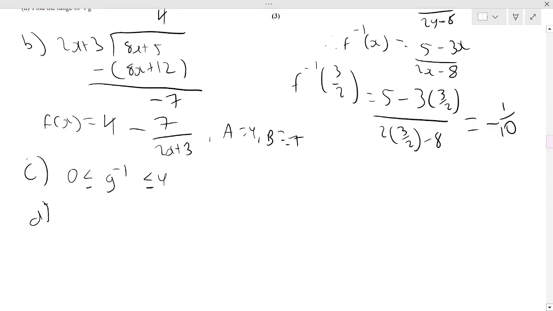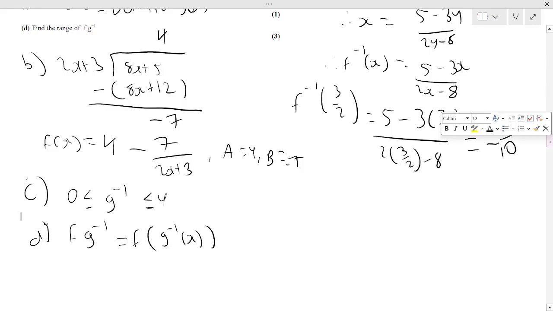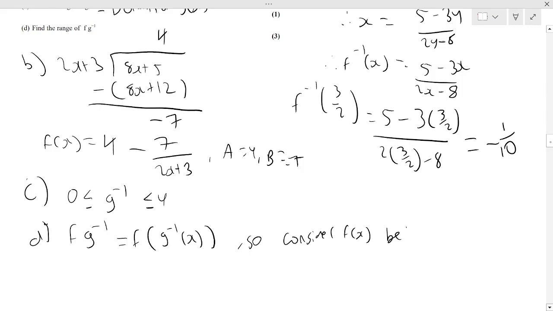Then we have part D. It's asking for the range of f g minus 1. Now, you should recognize again, this is a composition. This is saying f of g inverse of x. So the input of f is actually g inverse of x, okay? So to work out the range, we need to work out what input f can take. But we already said that g inverse can only be between 0 and 4. So that means we need to consider f of x between 0 and 4, right? That's really the range between when x is 0 and 4.